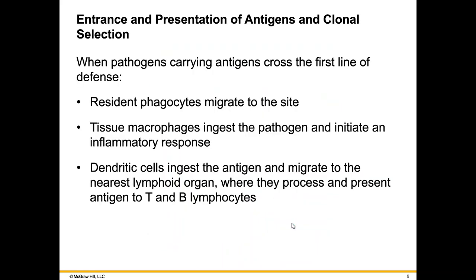So, when pathogens are carrying antigens across the first line of defense, at that point, any kind of phagocytes that are existing in that area will migrate to the site. Our tissue macrophages will ingest that pathogen, and it will initiate an inflammatory response by releasing certain chemical signals. Other cells like dendritic cells can ingest the antigen and migrate to a lymphoid organ, such as the lymph nodes or spleen, and they can then present that antigen to a T or B cell.